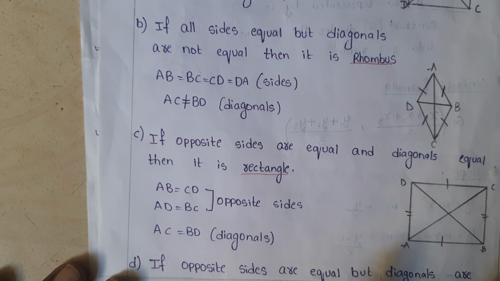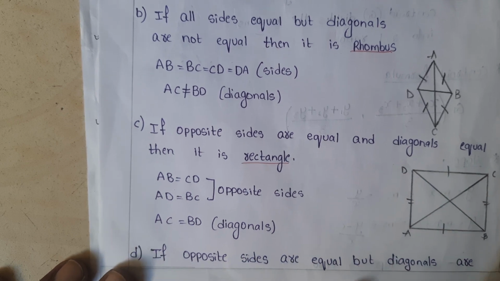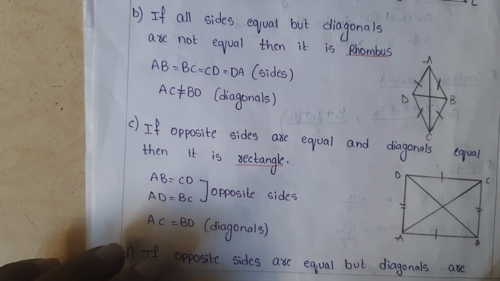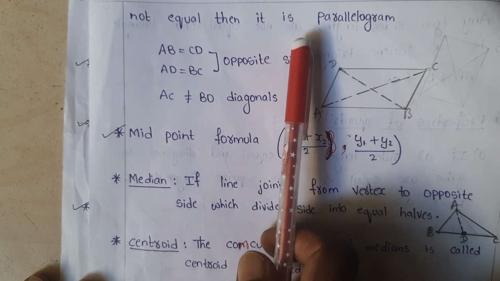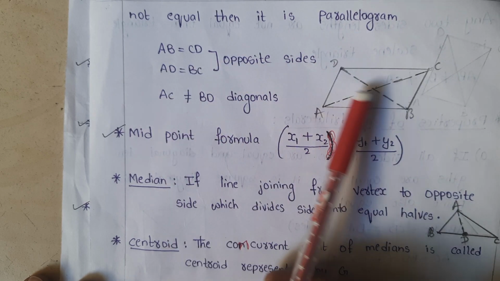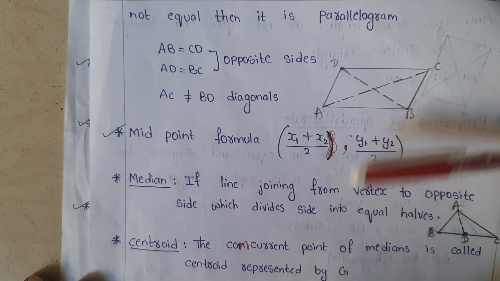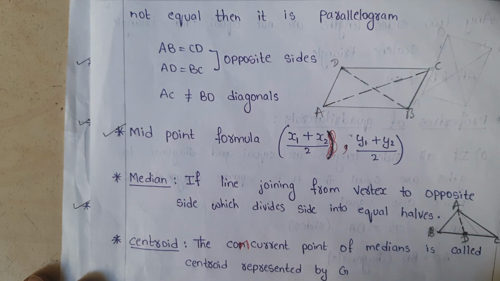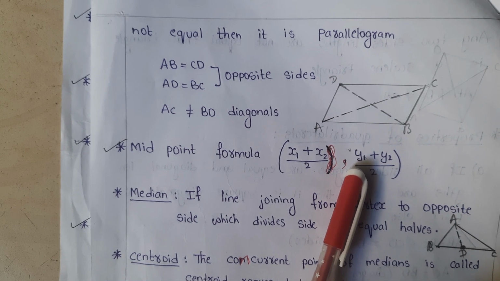If suppose diagonals are unequal, then a parallelogram will come. If opposite sides are equal but diagonals are not equal, it is called a parallelogram. AC is not equal to BD. In this condition, AC is not equal to BD, but AB is equal to CD, opposite sides, and AD is equal to BC. Opposite sides are equal. This is a parallelogram. You might have observed this kind of diagram many times.